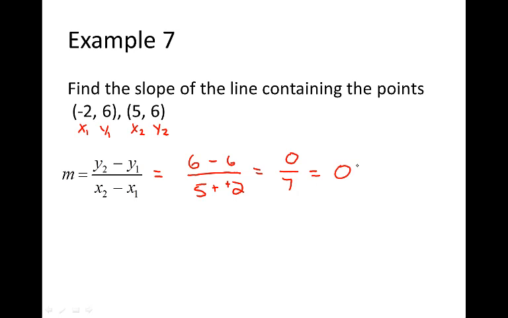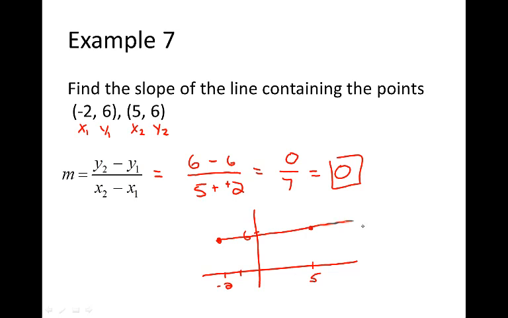Now that's not completely crazy, right? 0 is a perfectly fine number, but I'd be interested to know what kind of lines have a slope of 0. So I plot it out. We have negative 2, 6, call that 6, one point, and over 5, call that 5, up 6. And let's pretend this is a nice straight line.